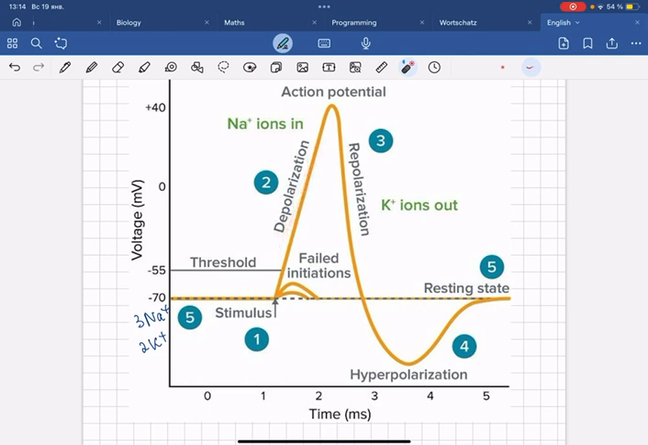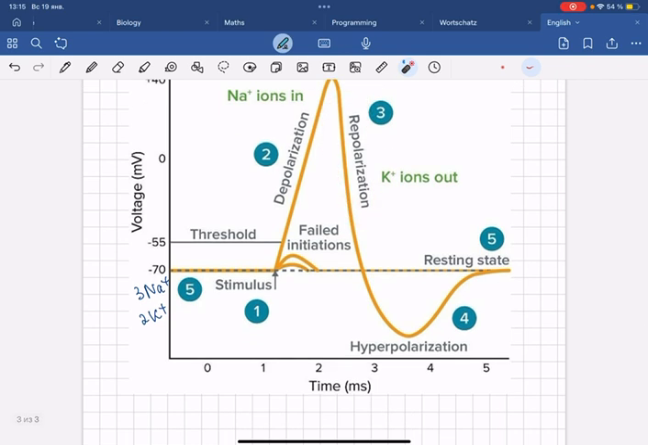After the peak of depolarization, sodium channels close and potassium channels open. Potassium ions, which are more concentrated inside the cell, begin to flow out, following their concentration gradient. As potassium ions exit, the membrane potential begins to return to a more negative value, a process known as repolarization.